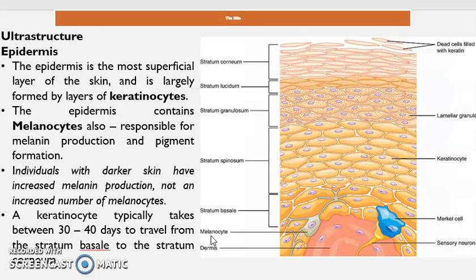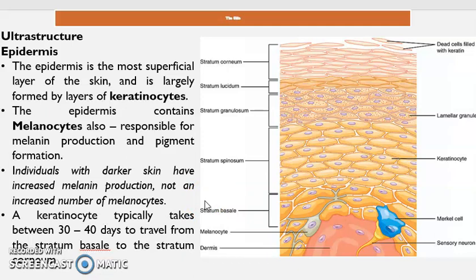Now we move on to the ultrastructure of the skin. First layer of the skin is epidermis. The epidermis is the most superficial layer of the skin, and is largely formed by layers of keratinocytes. The epidermis also contains melanocytes responsible for melanin production and pigment formation.